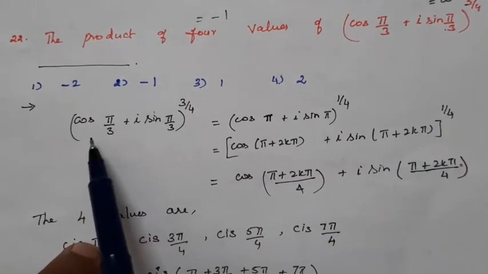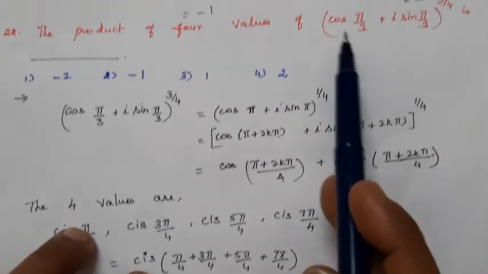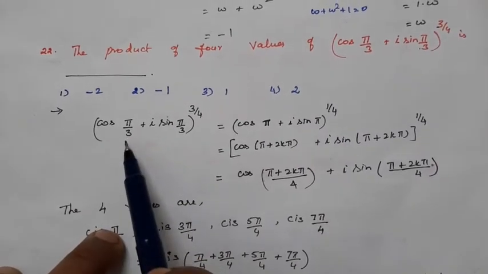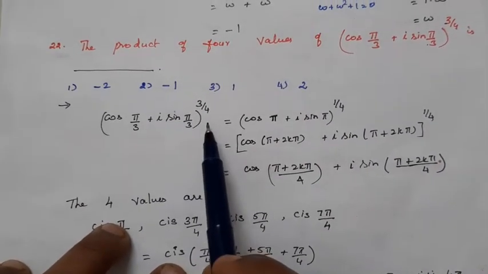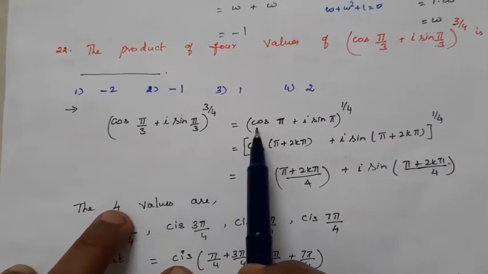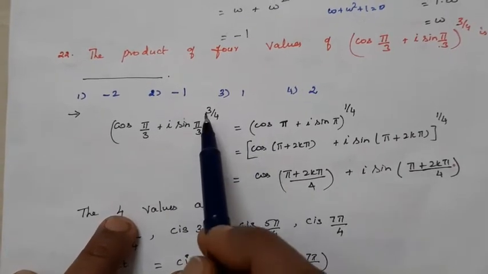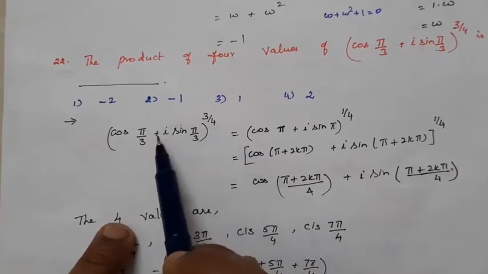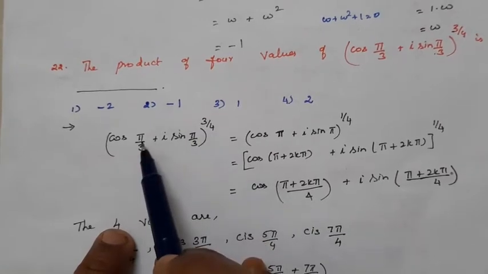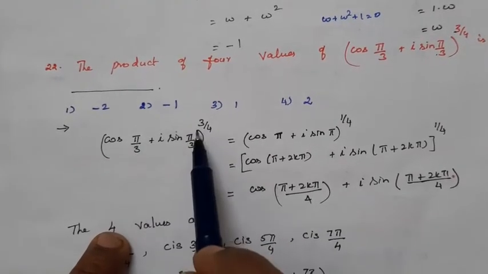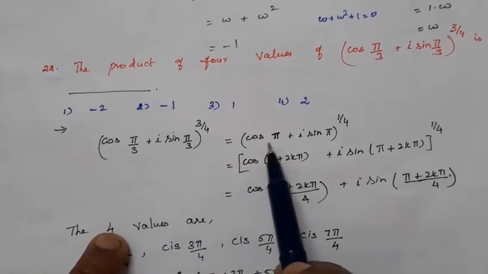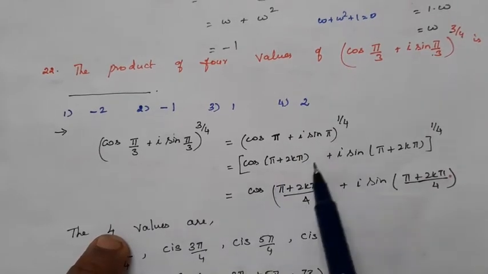Now let us find the 4 values for this one. (cos pi by 3 plus i sin pi by 3) the whole power 3 by 4 is now equal to, first you have to multiply the integer power 3 using de Moivre's theorem. So 3 and 3 will get cancelled. It will be (cos pi plus i sin pi) the whole power 1 by 4.